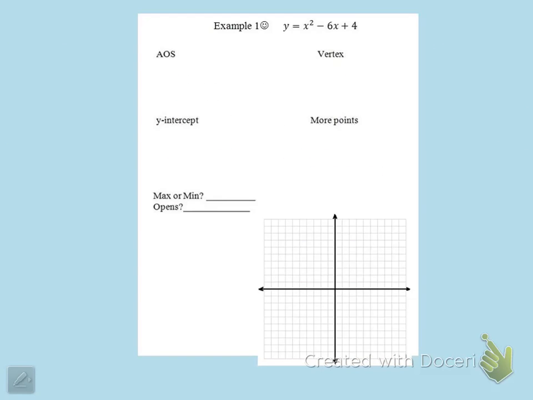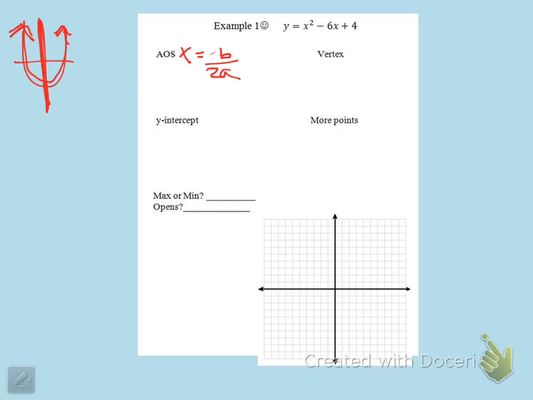So let's try one. So my AOS is x equals negative b over 2a. Remember, AOS is the axis of symmetry. So say I have this graph, and I do this. Okay, this is my AOS right here. So if I folded that in half, like hot dog style, this is going to overlap this over here. So they're going to overlap each other.